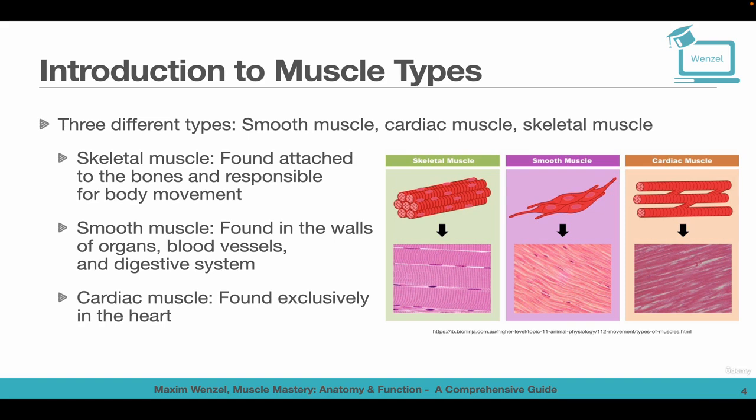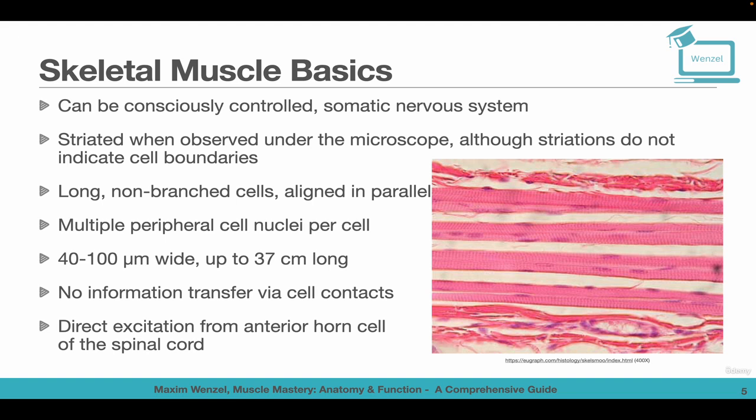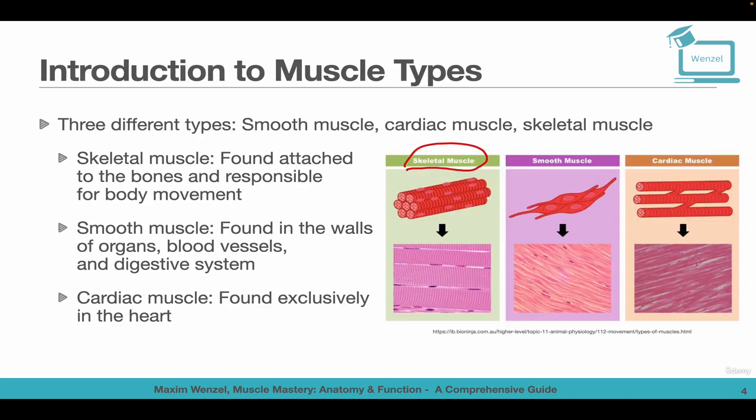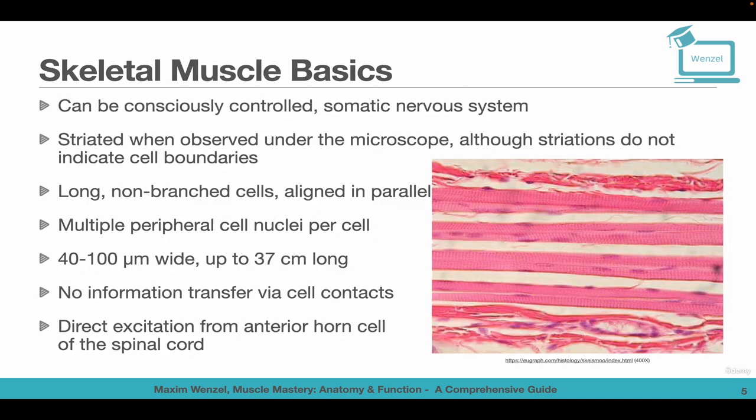So the next point of our agenda is to talk about the skeletal muscle, the basics and the anatomy. The skeletal muscle can be consciously controlled by our somatic nervous system. This one is the only one which is controlled by the somatic nervous system. The muscle itself is striated when it is observed under the microscope, as you can see here in this picture, although the striations do not indicate the cell boundaries.